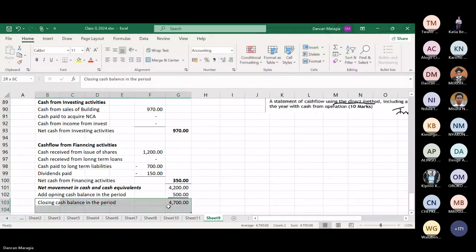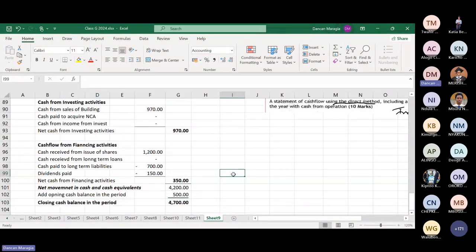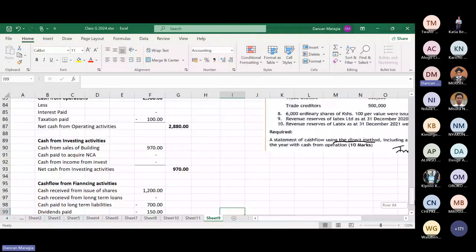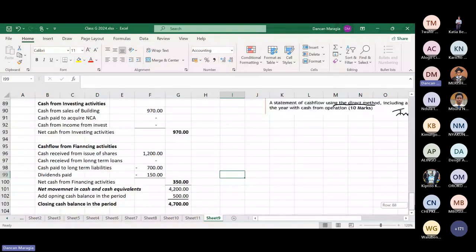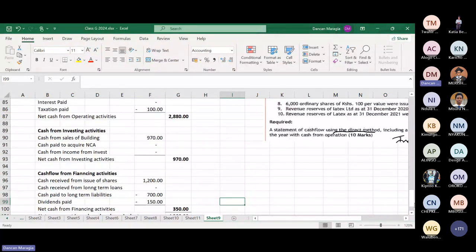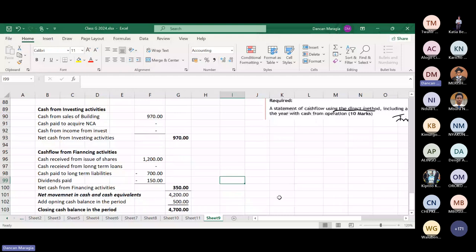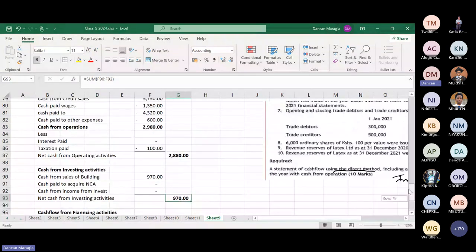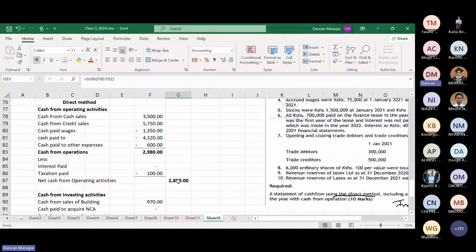And that will now be showing. You see, it is just the cash book we have arranged in a statement, because almost all these figures are already in the cash book. So it shows that in our period, there was a cash movement of around 4,200, of which 350 came from financing activities, 970 came from investing activities, and the majority came from operating activities, 2,880. Perfect.